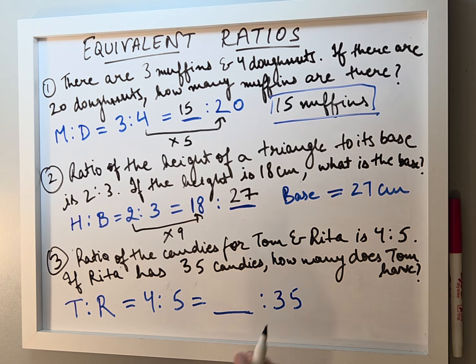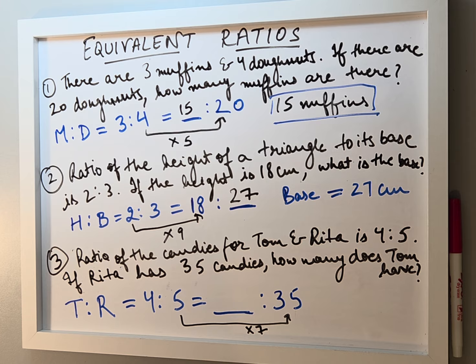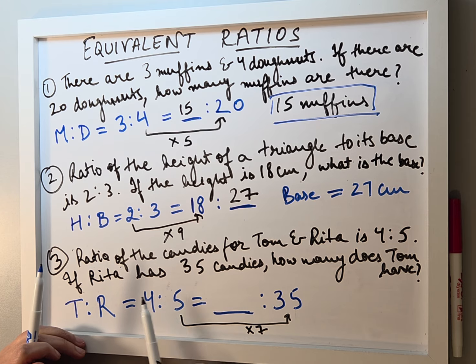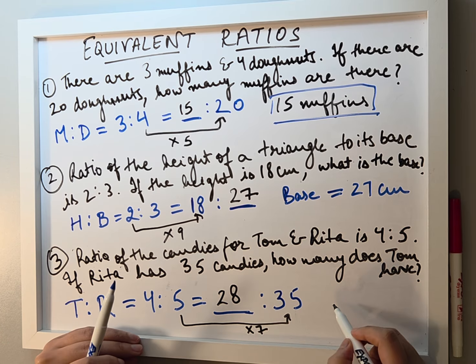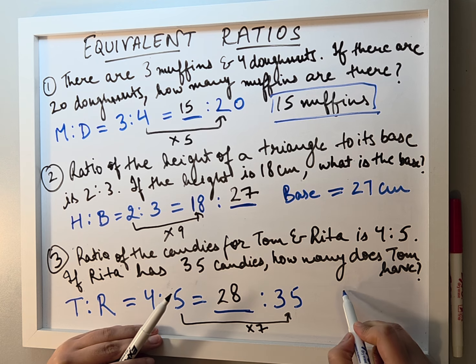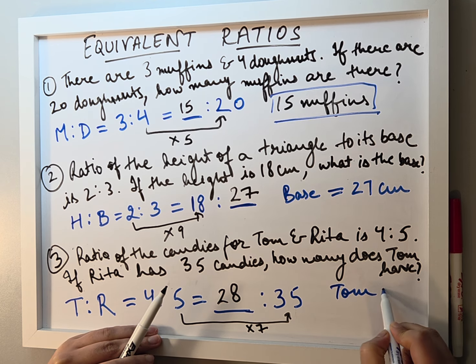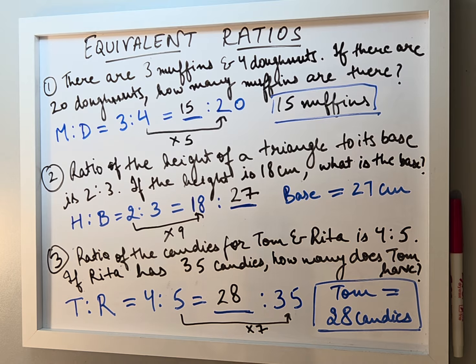So how does 5 become 35? If we multiply it by 7. 5 into 7 is 35. So we multiply 4 into 7 as well. 4 into 7 is 28. So how many candies does Tom have? Tom will have 28 candies.